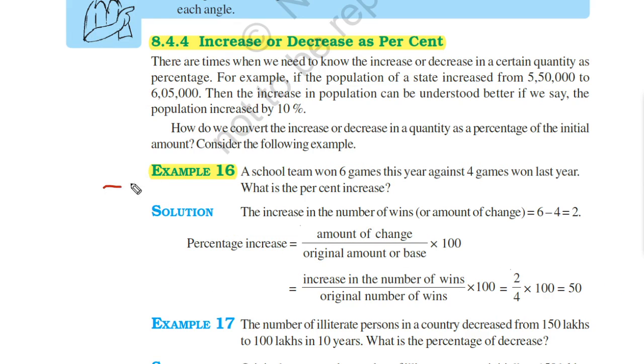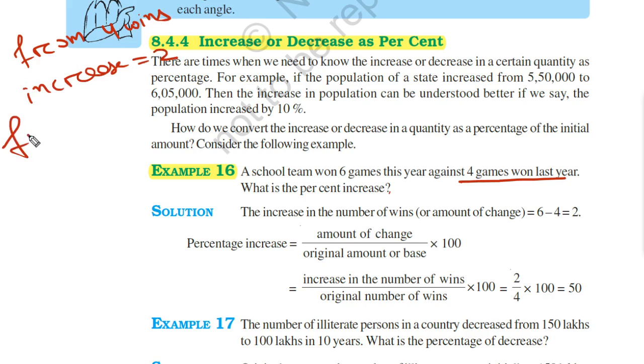Now we'll try with the unitary method also. From 4 games won last year, the increase this year is 2 games. We can write: from 4 wins, increase equal to 2. From 1 win, increase equal to 2 by 4.